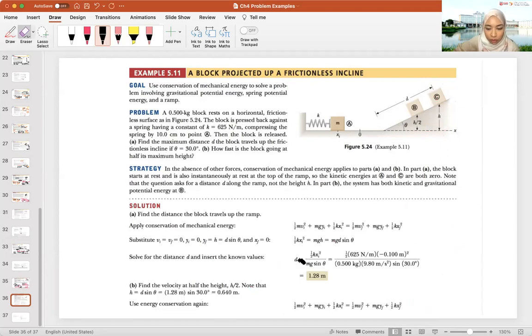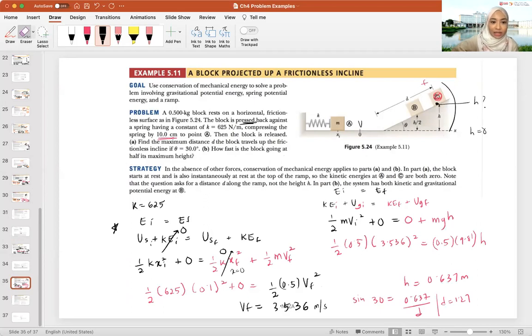So let's see. We got 1.28, and then next, how fast is the block going at half its maximum height? Part A was already difficult, and now there's B. Okay. So B, how fast is it going? So we want to know what is here. Now our KE is not 0. We have some mg. We know what is our H, so we can divide it by 2. So let's do it. Let's duplicate.